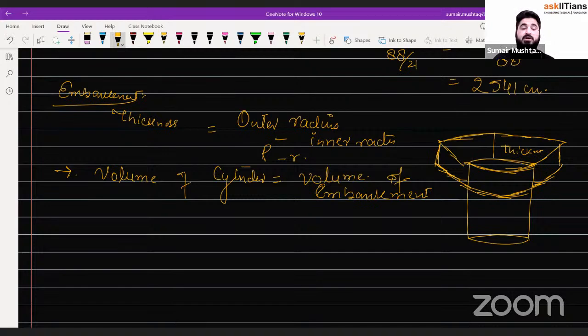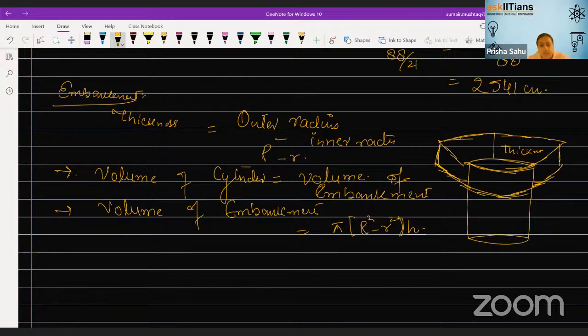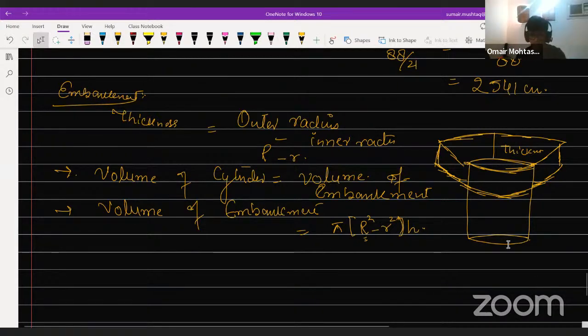Okay. And what is the volume of embankment? Remember, volume of embankment is equal to pi (R square minus r square) into h. Is that clear? Capital R means the outer radius, small r is the inner radius. Is that thing clear? Yes, sir. Okay, let's do a simple question on it.